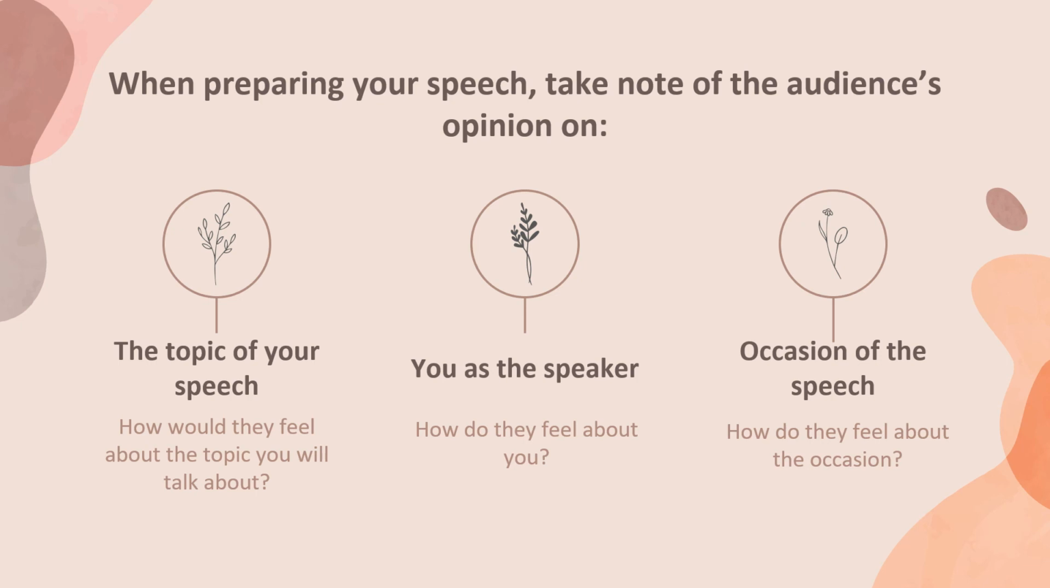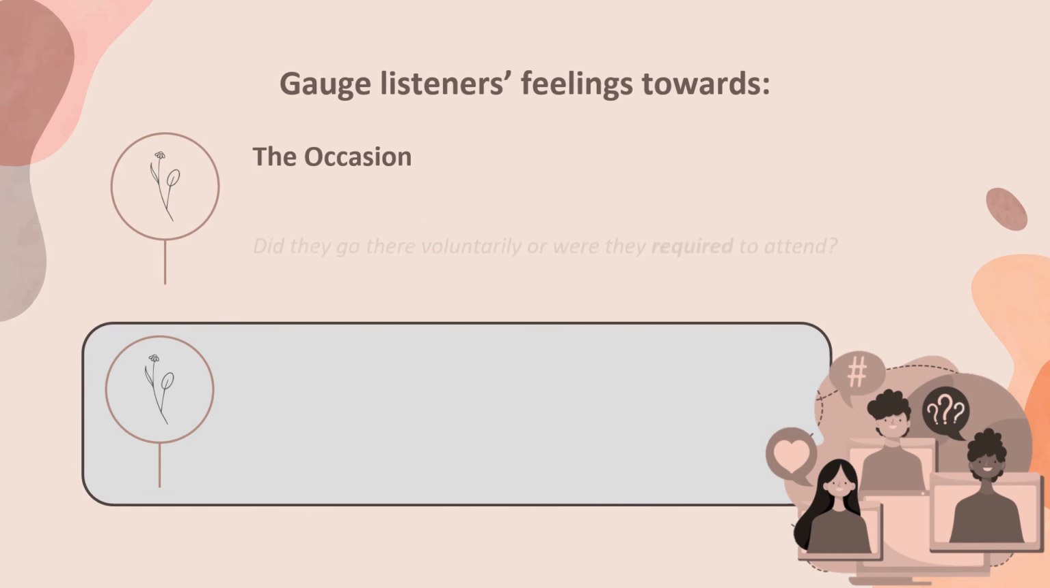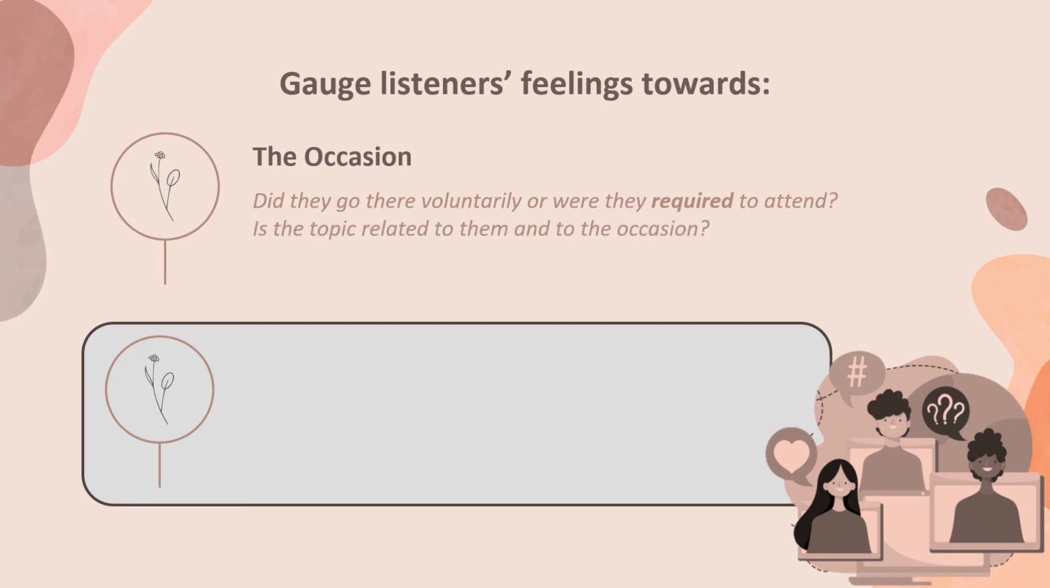Now let's talk about the last part, the occasion of the speech. How do they feel about the occasion? So these are your guide questions. Did they go there voluntarily or were they required to attend? Is the topic related to them and to the occasion?